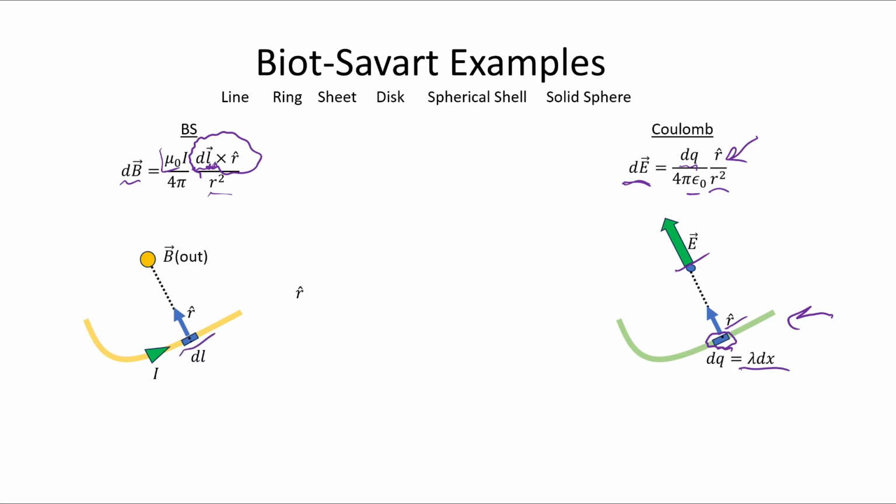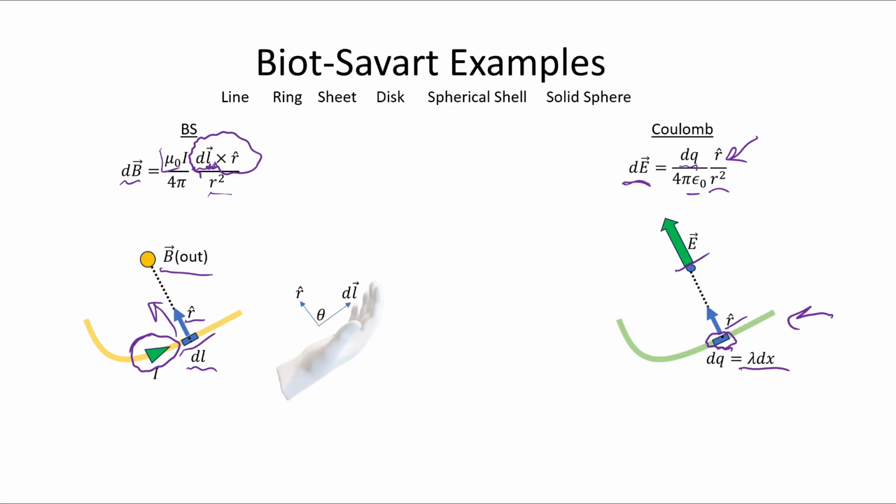You have dl. Now dl has a direction, though. That's the funny thing. The direction of dl is the same as the direction of the current. So you look at the current and you say dl points that way. R hat is just like it is in Coulomb's law. It points away from the piece of wire toward where the field is. Here I say the field points in the out direction. Now, how did I get that? Well, I use the right-hand rule.